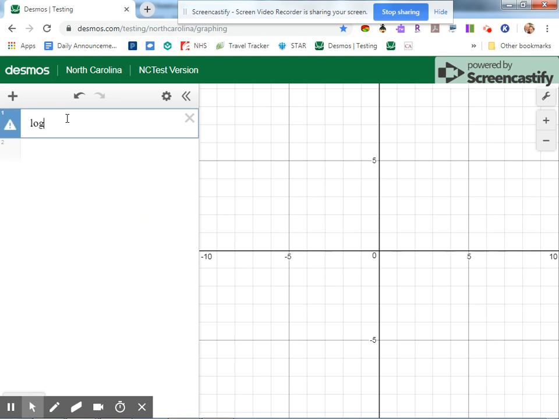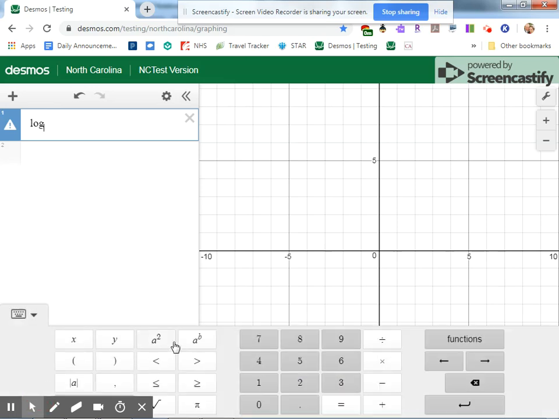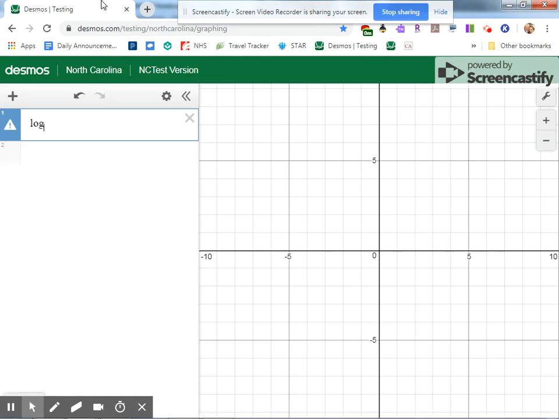And the great thing, let me show you how I'm actually typing this in, okay? I'm just going to type the equation into Desmos here. Log, you do shift and the dash button, and that will bring up your subscript. You have to do the shift and the dash. That'll get you your subscript.